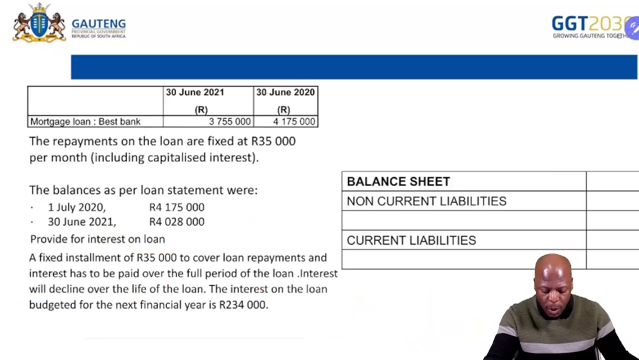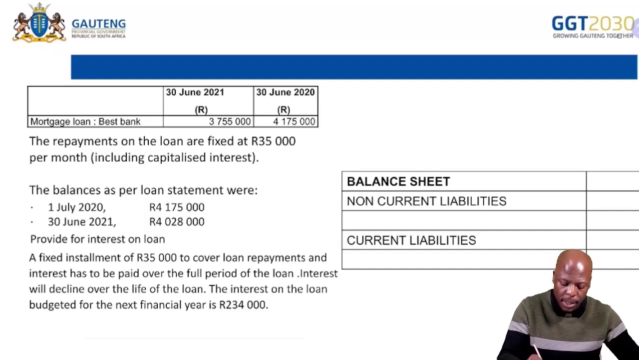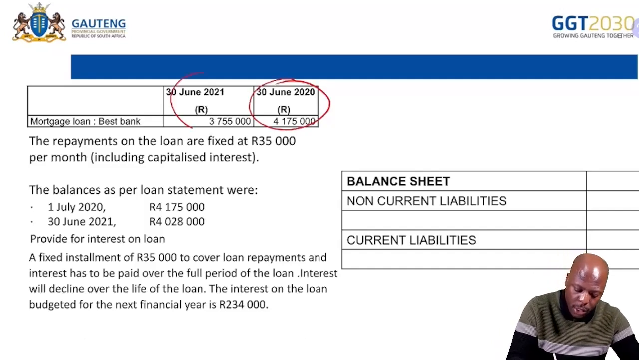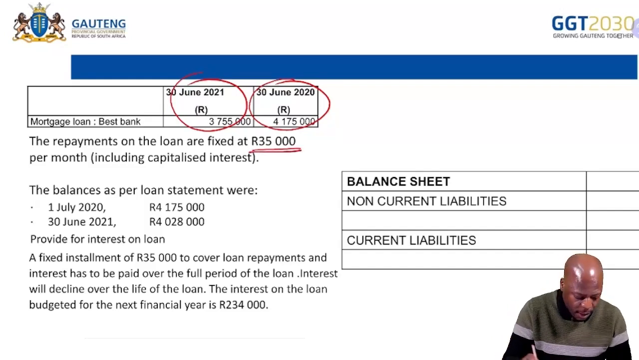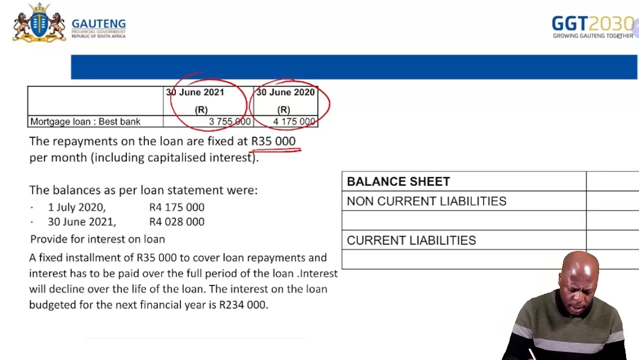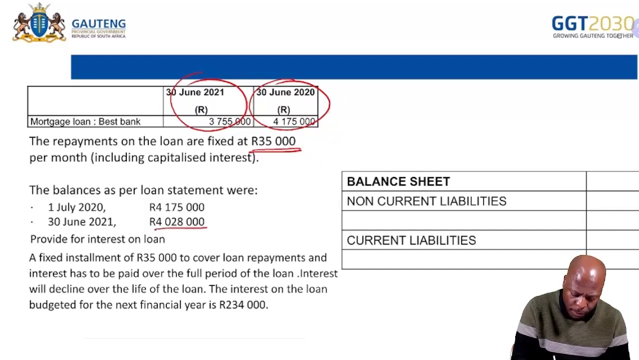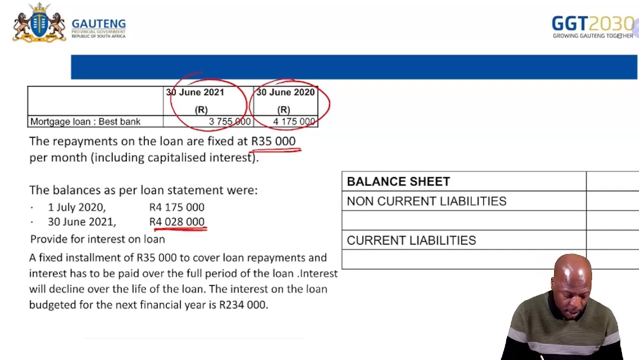Okay, I want us to quickly come now to the next adjustment, a very interesting one. It says the mortgage loan from Best Bank. So it gives us the 2020 balance as well as the 2021 balance. All right. And then the repayments on the loan are fixed. Very important. They are fixed at 35,000, including interest. So here we're given the balance as of the loan statement, which is your 4,028,000. This is the closing balance from the loan statement, 4,028,000.